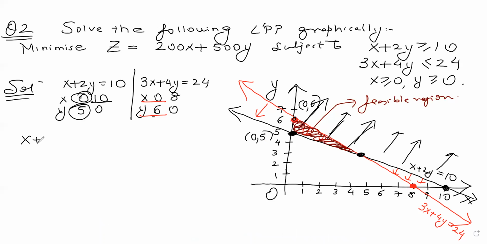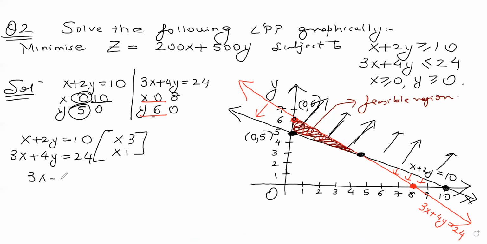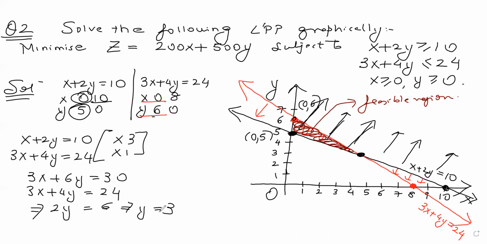Okay, so x plus 2y equal to 10, 3x plus 4y equal to 24. I can use the method of elimination, multiply by 3, multiply by 1. So this becomes 3x plus 6y equal to 30, 3x plus 4y equal to 24. Subtract them. So this implies 2y is equal to 6, which implies y is equal to 3. This was equation 1, equation 2. Equation 1 minus equation 2 implies 2y is equal to 6, which implies y is 3.